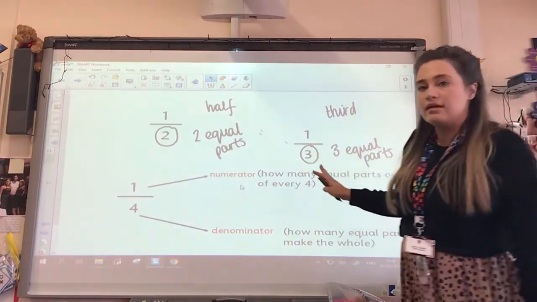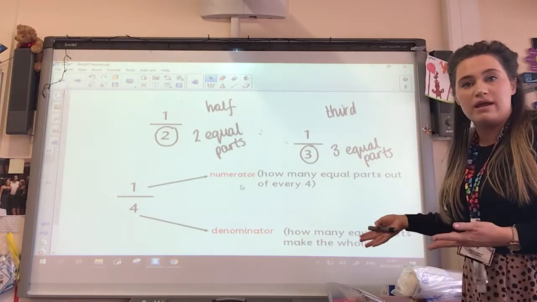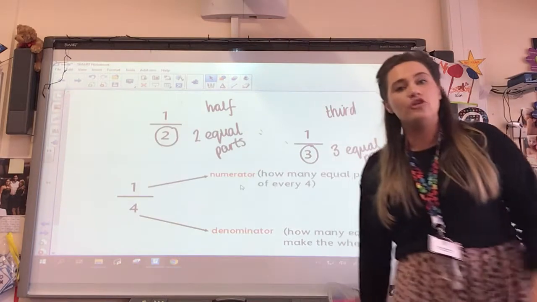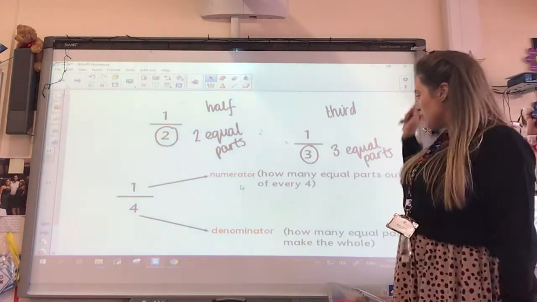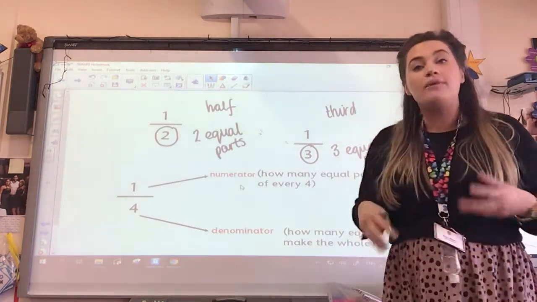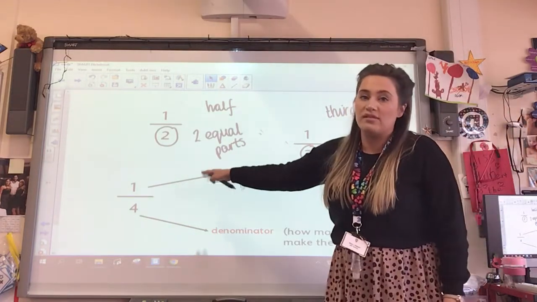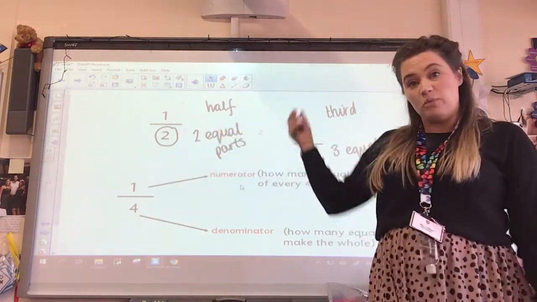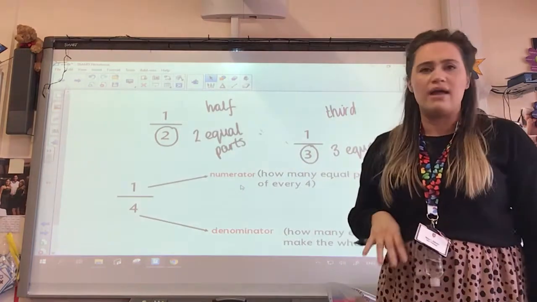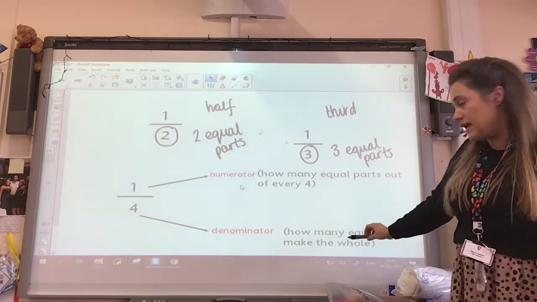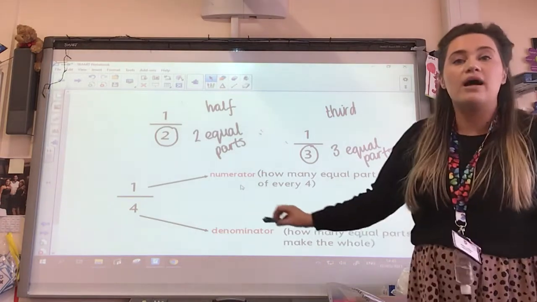Looking at your fraction down here, this is what a fraction is made up of. This is what a fraction actually means. Your number on top is called the numerator, and that's how many equal parts we're looking for. Most of the time, the fractions we're looking at have a numerator of 1. Sometimes it might be 2, and in very rare cases it will be 3. The number underneath is our denominator, and that's how many equal parts make the whole.